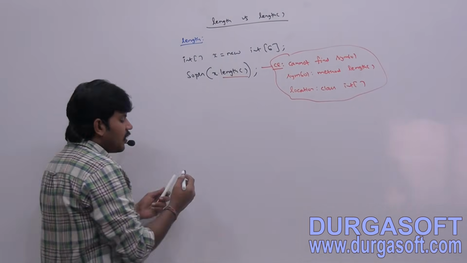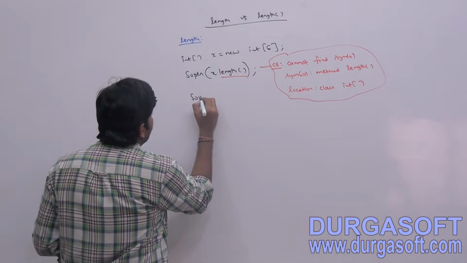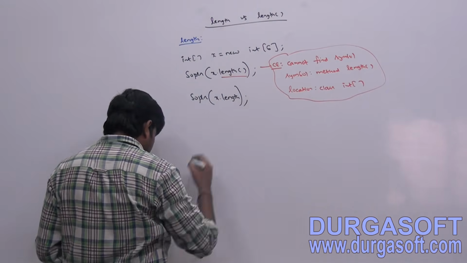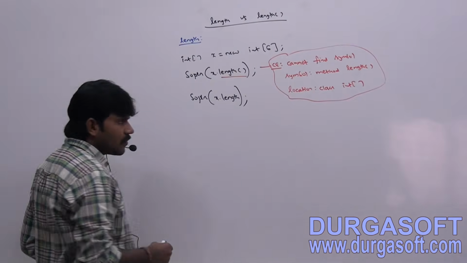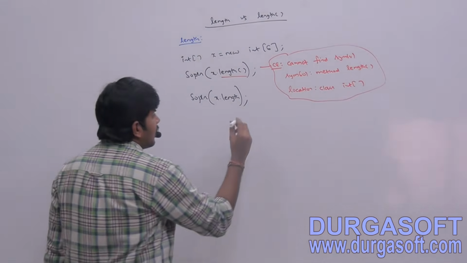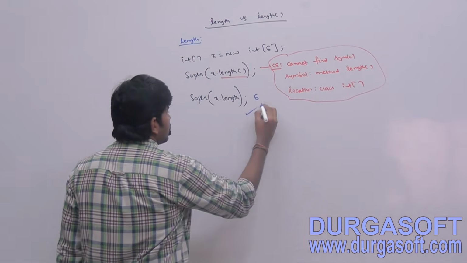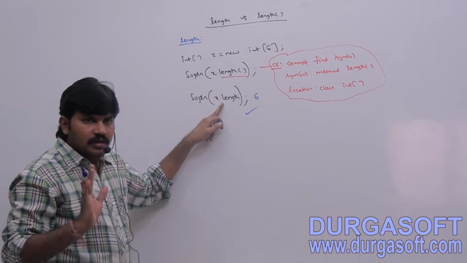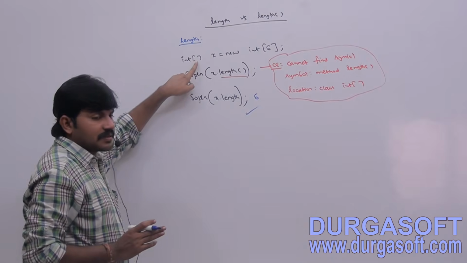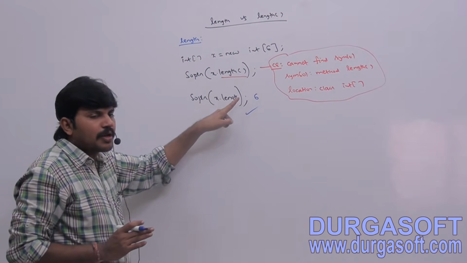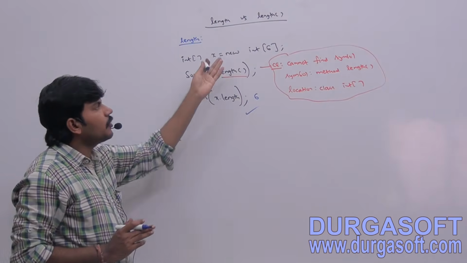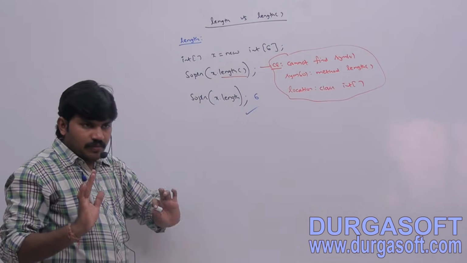Sir, this time I am taking System.out.println of x.length. Can you tell what the answer is now? What answer are we going to get? 6 by default. Are you getting it? So length is a variable applicable for arrays. The length variable represents the size of the array. So what about the length method? We will discuss it. Are you able to understand?